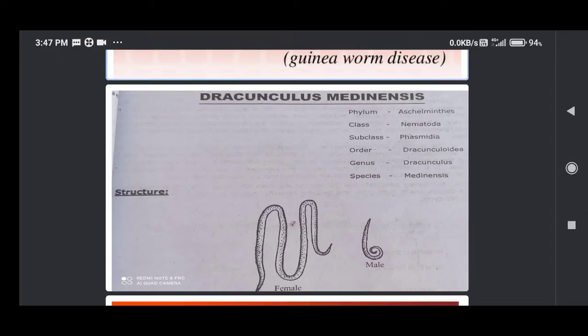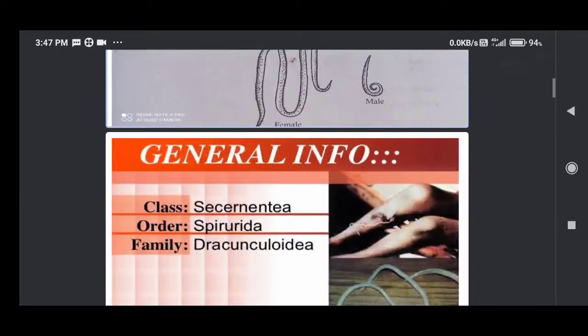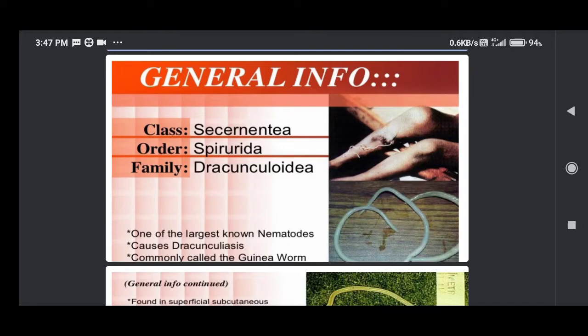Phylum Nematohelminthes, also called Aschelminthes, class Nematoda, subclass Phasmidia, order Dracunculidia, genus Dracunculus, and species medinensis. This is the systemic position of Dracunculus medinensis.